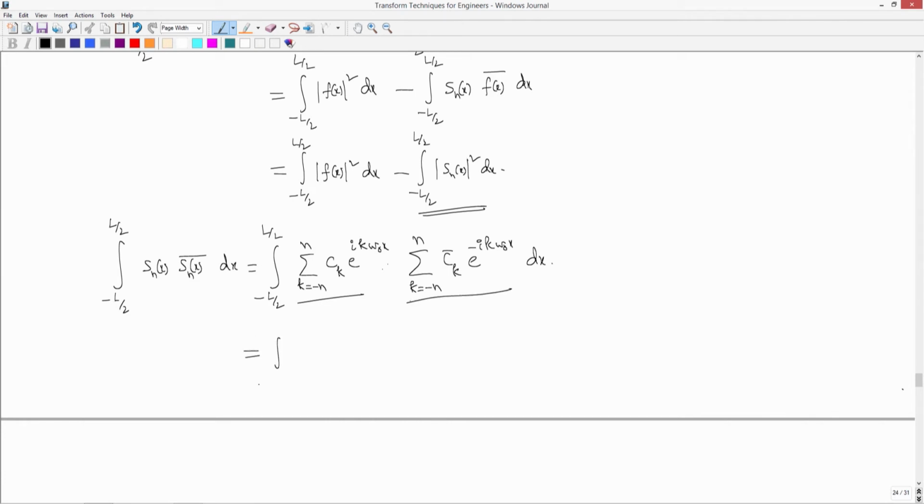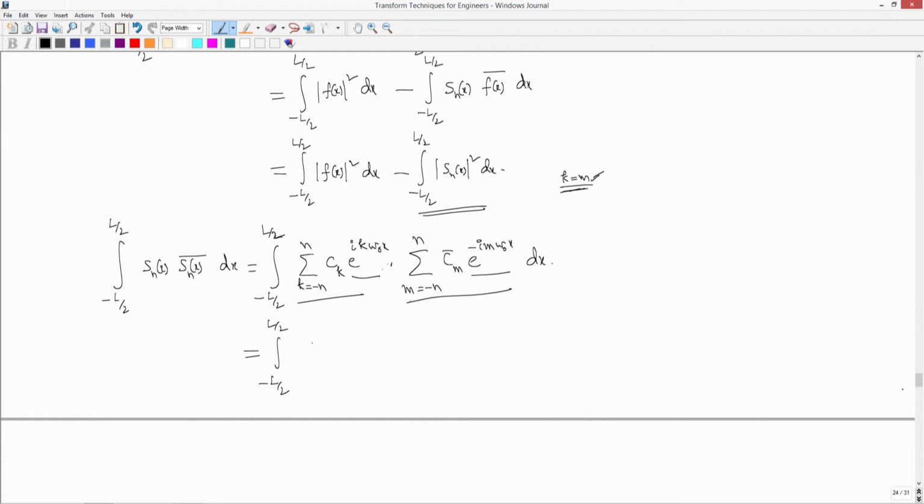So the only contribution is when the indices are the same, since this is the integral from minus L by 2 to L by 2 of exponential functions. Let us use a different index, let us say m, which is from minus n to n. So this is a product of these finite sums. As long as you multiply these, you get e power i (k minus m), and only when k equals m does that become e power 0, that is i times 0. That is the only contribution you will have. Otherwise, that integral is 0. That is what you have seen earlier.